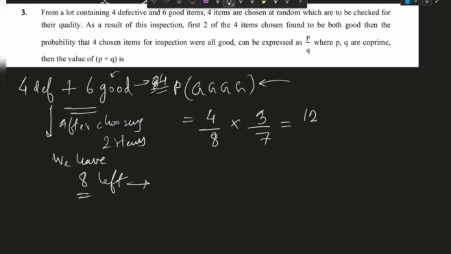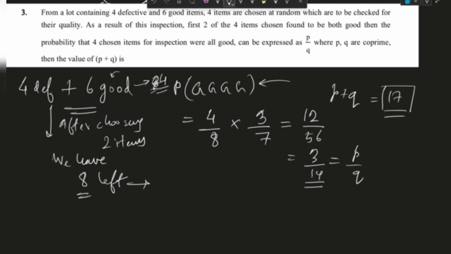So this will come out to be 12 by 56, which is 3 by 14. So your answer to this question, we were asked P plus Q. This is P by Q. So basically your answer to this question is 17. This was pretty simple. Now we will proceed to the next question.